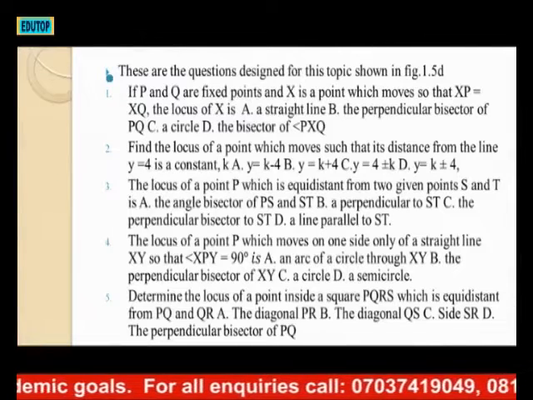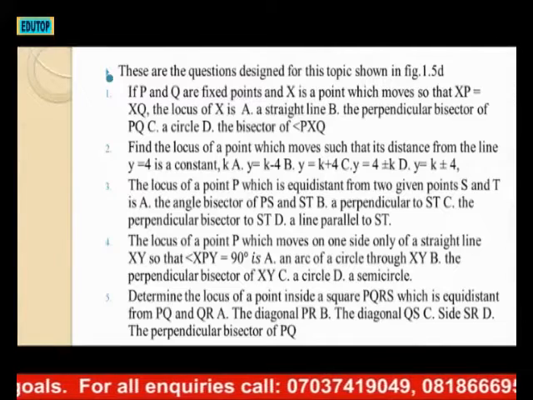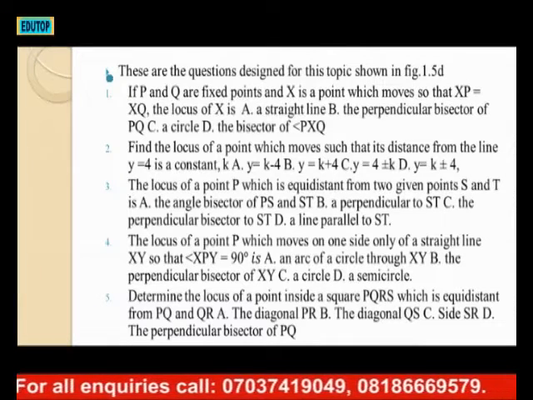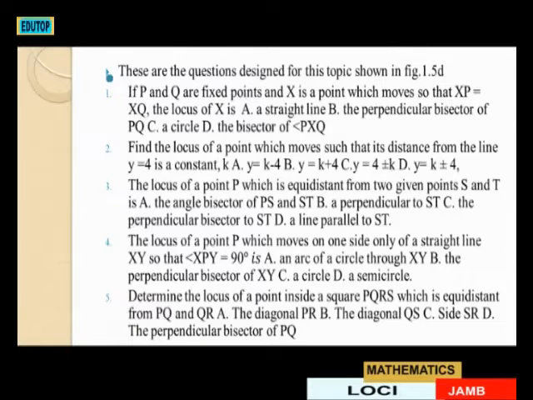The first question says that if P and Q are fixed points and X is a point which moves so that XP equals XQ, the locus of X is: A, a straight line; B, the perpendicular bisector of PQ; C, a circle; D, the bisector of angle PXQ. Look at that question.